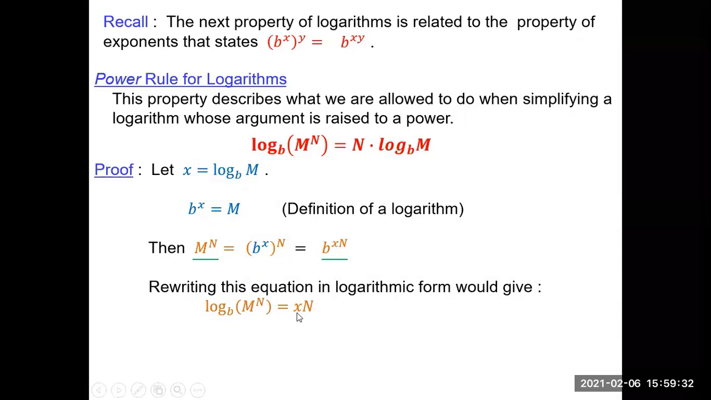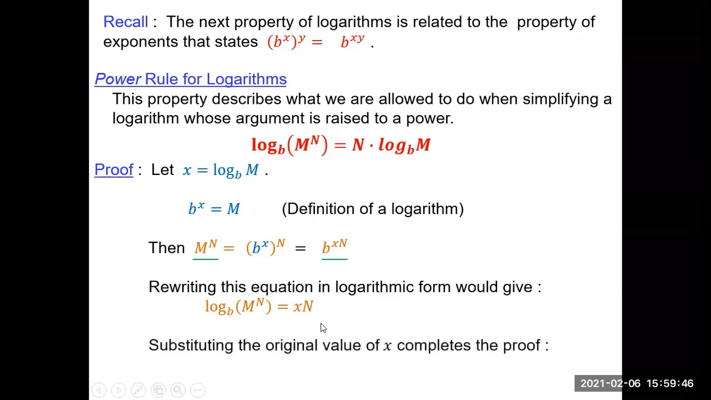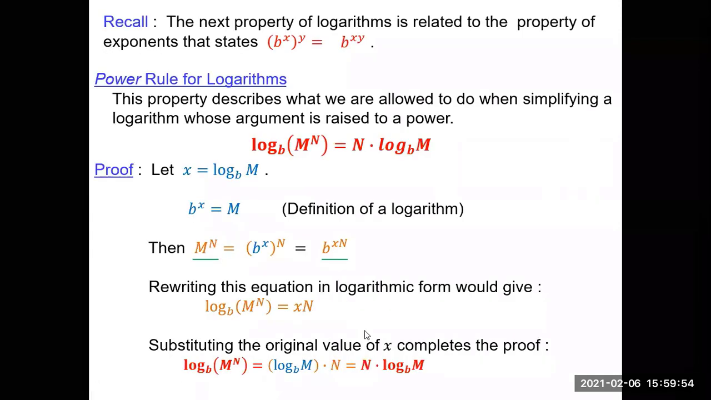But notice we also know what x is. X, from the beginning of the problem, was log base b of m. So I can rewrite this property of logarithms as log base b of m to the power of n is the same as n times the value of x, which was log base b of m.